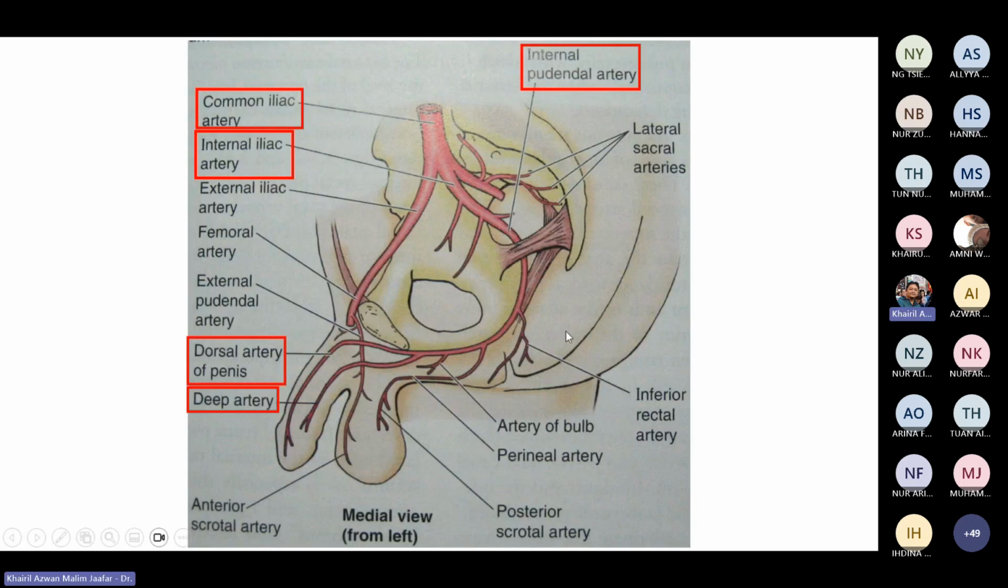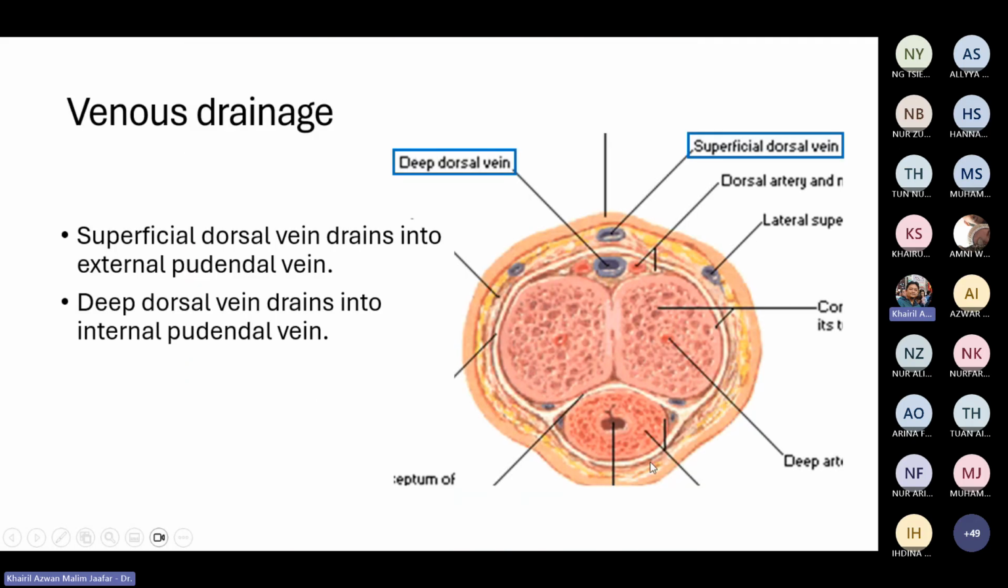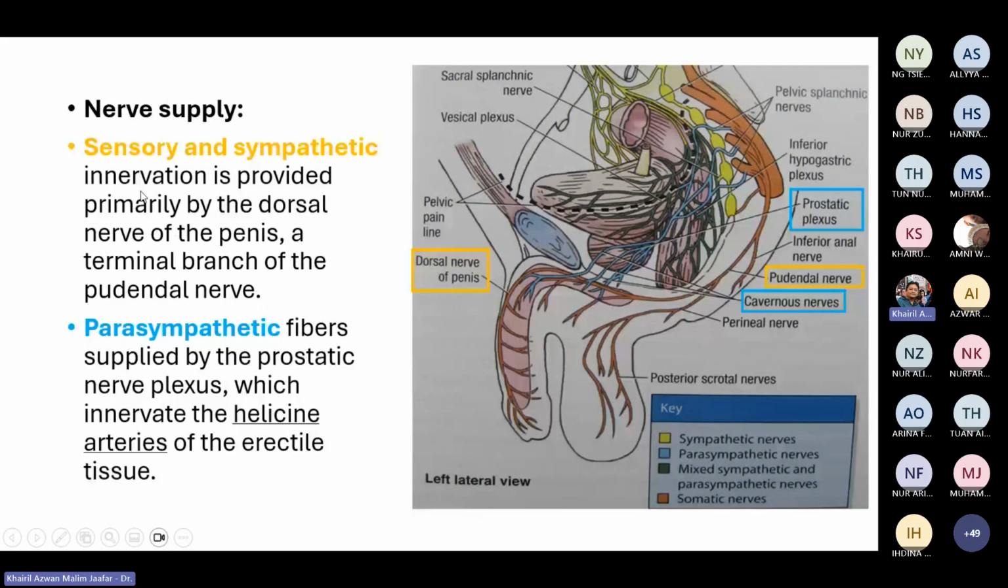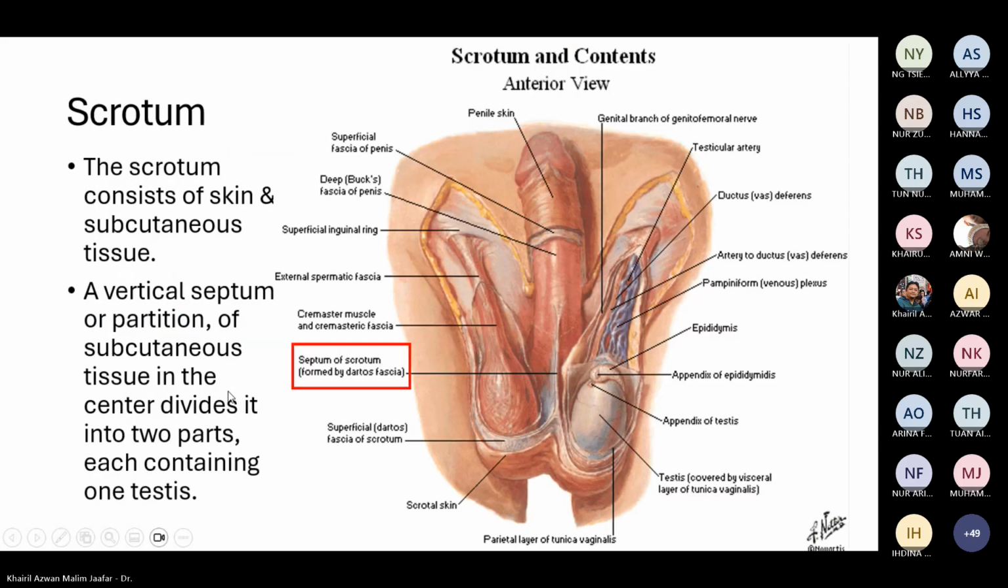Okay, this one is to show the arterial supply. Dorsal artery, deep artery. And then venous drainage: deep dorsal vein and superficial dorsal vein. Sensory and sympathetic supply is mainly by the pudendal nerve, and parasympathetic by the prostatic nerve plexus.